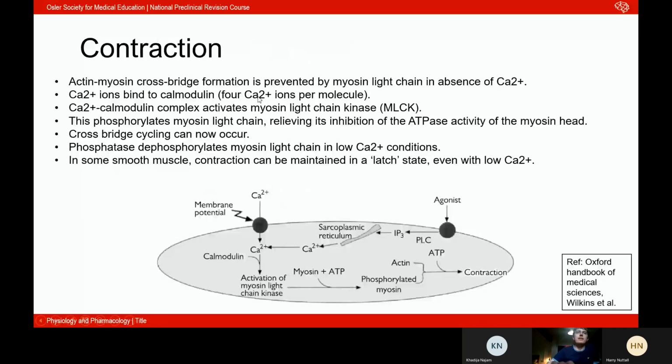And again, though contraction in smooth muscle is a much slower process in most cases, we still need to be able to reduce contraction in low calcium conditions, and there's a phosphatase enzyme that's important for this. And in some smooth muscle, contraction can be maintained even without calcium, and this is due to a latch state. I'm not going to go into that, but that's something to look at again if you want to write an essay on this topic.